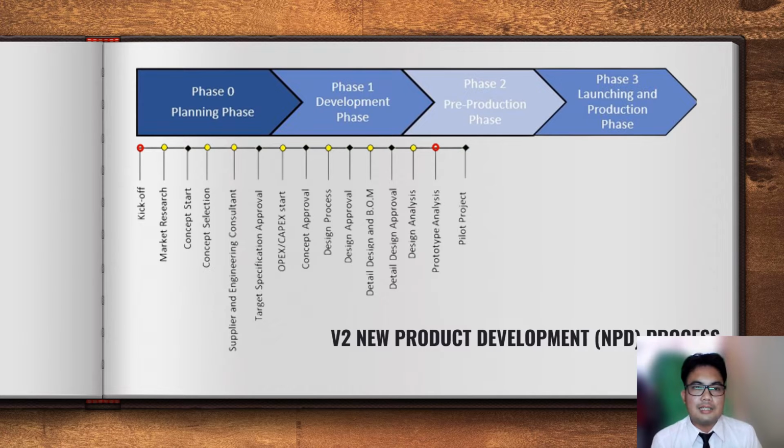Phase 0 indicates the planning phase, while Phase 1 is called the development phase. Next, Phase 2 represents the pre-production phase, and lastly, Phase 3 is the launching and production phase. However, for this CNC3D router project, our team only managed to proceed until the early of Phase 2. This is due to our project goals only aiming for a beta prototype, or in other words, a functional prototype, after having discussion with our supervisor.